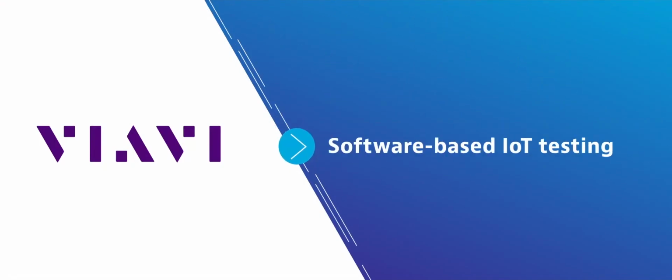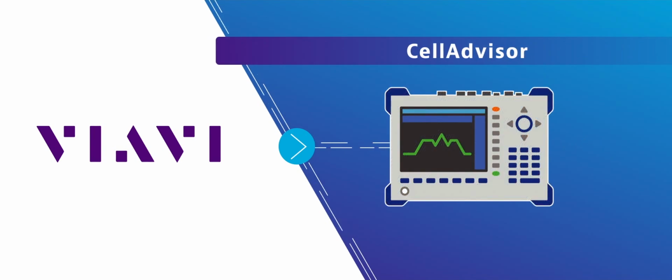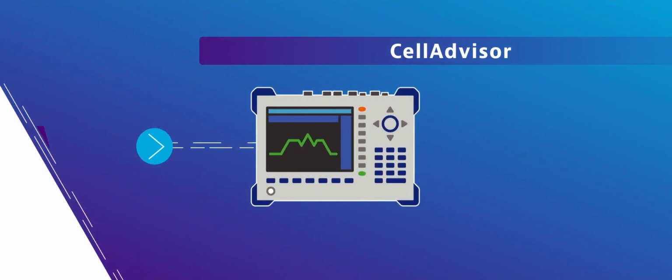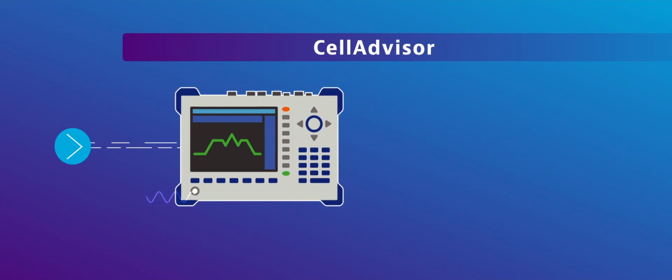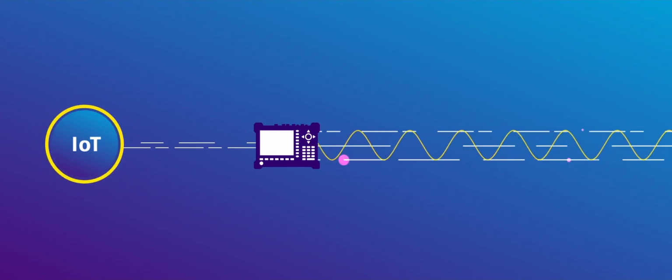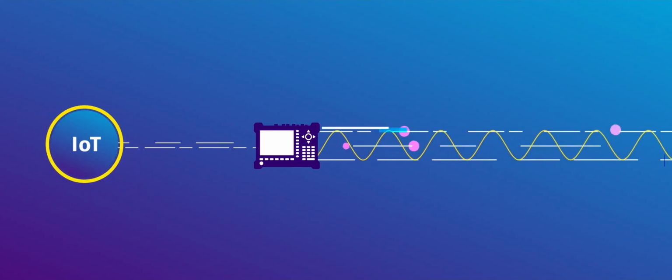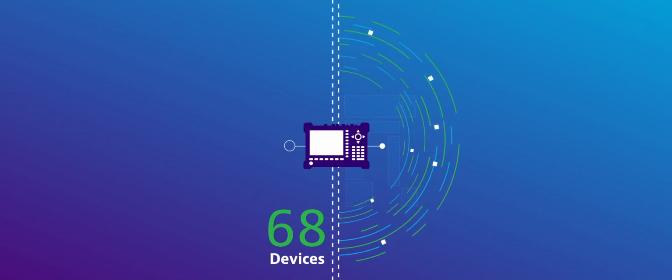That's why VIAVI has developed software-based IoT testing that can be installed as a license on existing CellAdvisor handheld instruments. The addition of this feature further enhances CellAdvisor as a comprehensive, trusted solution. With IoT support, CellAdvisor measures the interference and performance impact the IoT signal may have on the LTE wideband signal, and vice versa. It confirms whether the signal has the reach and coverage required to serve the number of devices in the assigned geographic area.